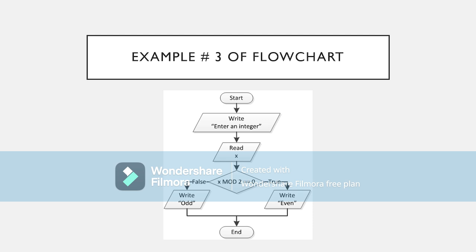Now here we have another example of a flowchart. In this flowchart, it is asking the user to write an integer. It is reading that integer. It is taking the mod of that integer with 2, and then it is checking whether it equals 0. If it is equal to 0, then the number will be even. If it's not equal to 0, then the number will be odd, and it will print out even or odd. Now let's go into the compiler and make this program.